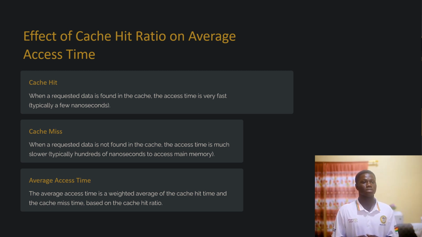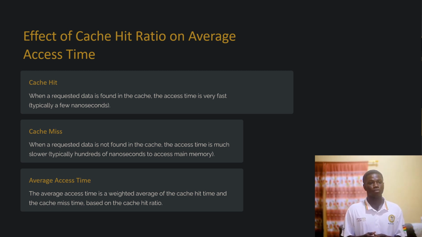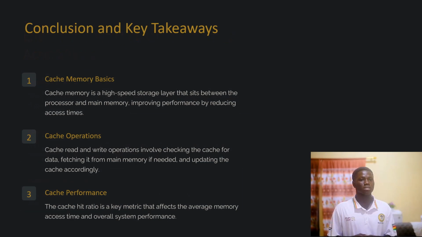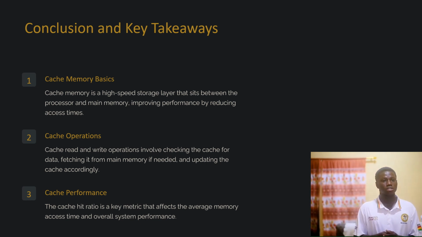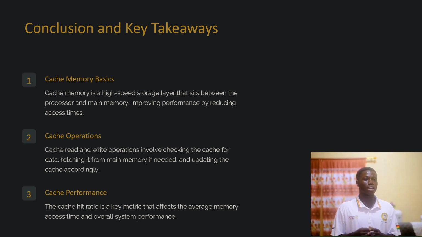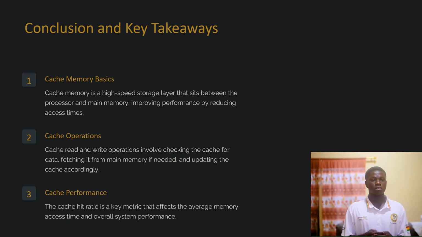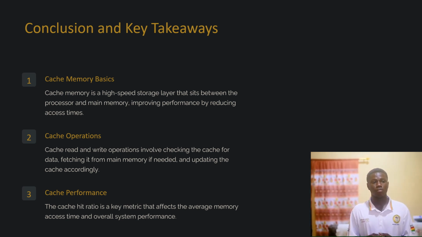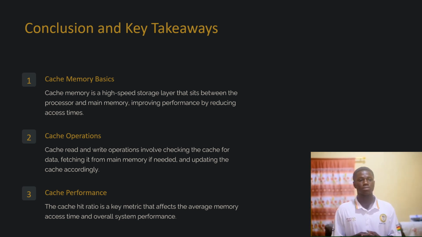Consider two scenarios. With a high hit ratio, more requests are fulfilled from the cache, resulting in lower average access time. Conversely, a low hit ratio means more misses, increasing the average access time significantly. In conclusion, optimizing hit ratio through efficient caching strategies and algorithms is essential for improving system performance and reducing latency.